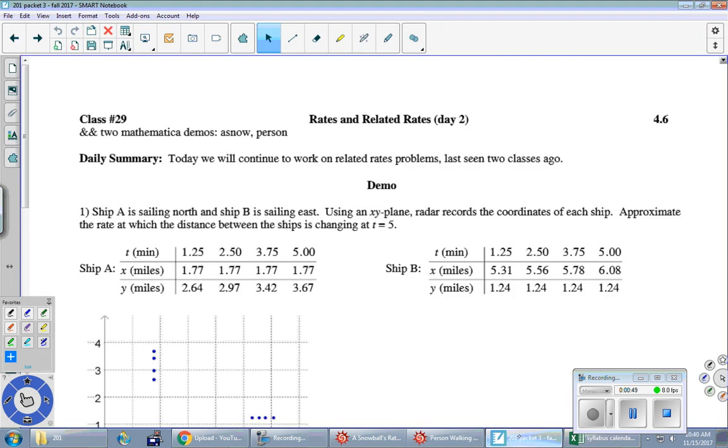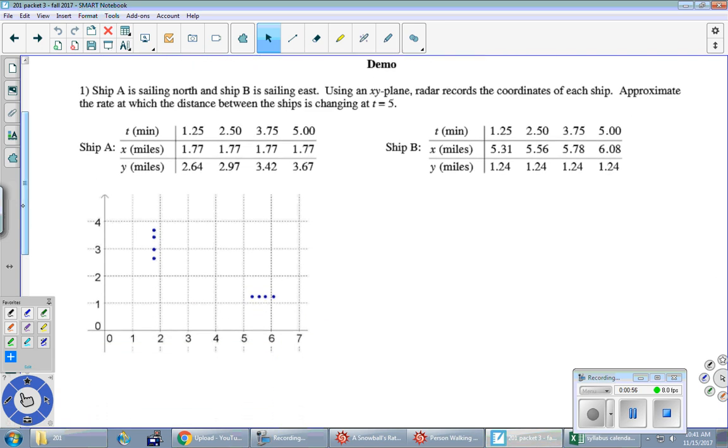Okay. So today we'll continue to work on related rates problems last seen two classes ago. We're gonna do one problem here together in the demo, and then you're gonna spend the rest of the time continuing to work on the homework for related rates with each other. If you finish that during class, or if you have finished that already, there are more related rates problems on the next few pages in this packet. All right, so something for everybody. And then finally on Friday is when the related rates assignment will be due, okay? But hopefully many of you will have it completed by the end of this class.